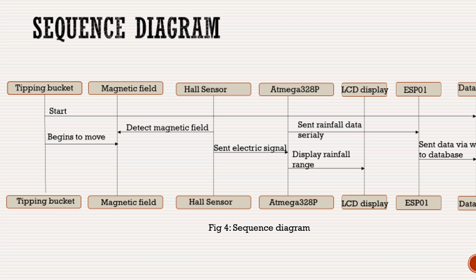And moving to the sequence diagram: when the tipping bucket begins to move, the magnetic field will come in contact with the Hall effect sensor, and the Hall effect sensor will produce an electric signal which is sent to the ATmega328B. It will send the data to the LCD display for displaying, and the rainfall data is sent to the ESP01, and from there the data will move to the database through Wi-Fi.